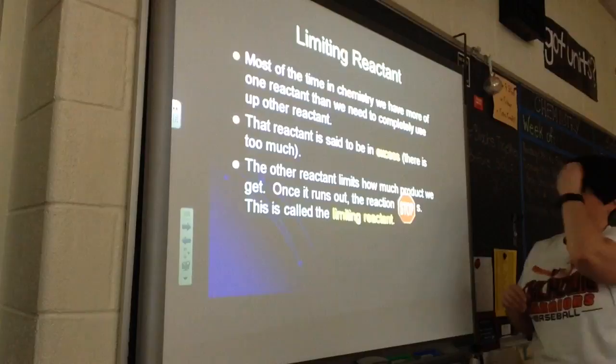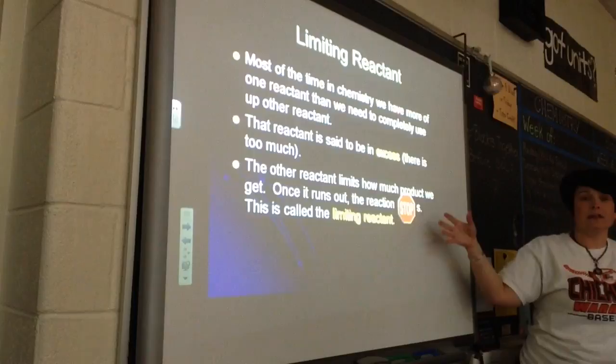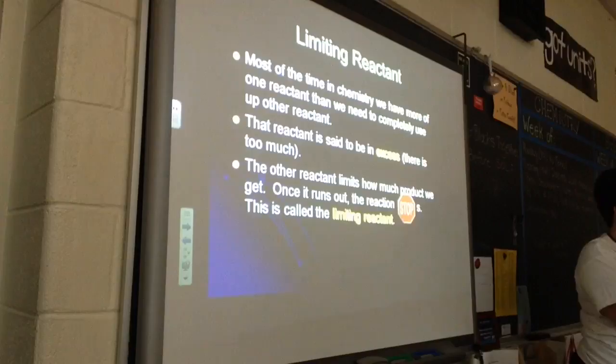Okay, so the other reactant, the one that limits how much product we get, is the limiting reactant. Once that amount runs out, the whole reaction stops. We can have the other one in excess all day long. We get barrels of it. But if we have a particular reactant that there's a finite amount of, then the reaction is going to stop when that particular amount is used up. Okay?